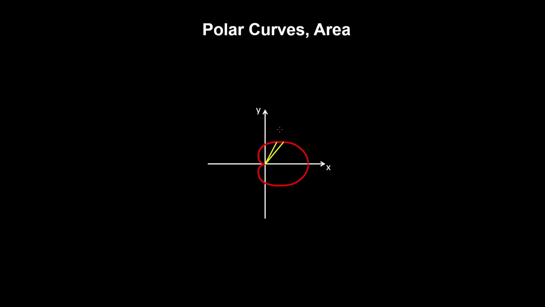We can extend the concept of calculating the area of a region bounded by a curve from rectangular coordinates to polar coordinates. Now suppose we have a polar curve where r is a function of theta, and if we define theta as the angle between the horizontal axes and our polar axes, and delta theta as the angle between these two lines that are very close.